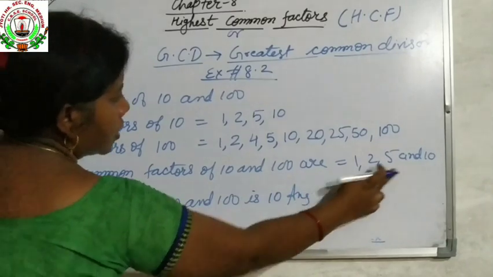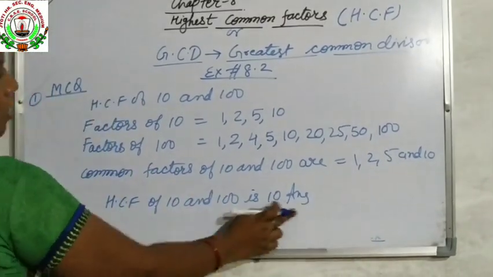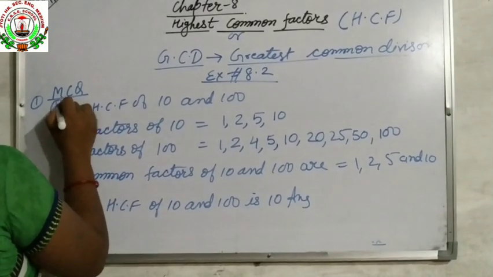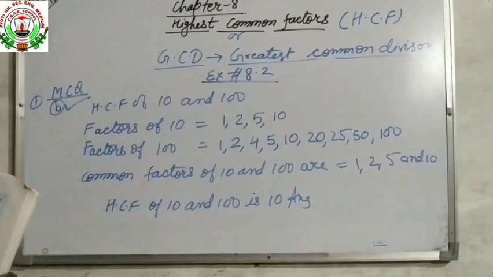Understood? Which is the greatest number? 10. So HCF of 10 and 100 is 10. So our correct answer is B. You will put a tick mark in B. Understood? Next question.